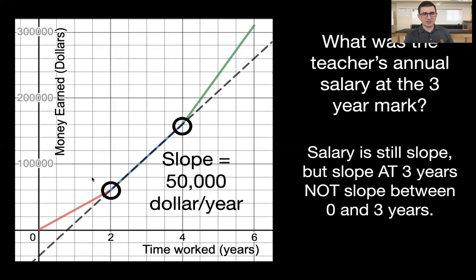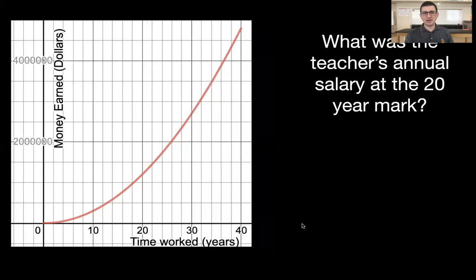We can find the slope of a linear graph, but what if the teacher plotted their salary over 40 years? You'll notice that this is made up of a bunch of little annual salaries, but we can't see any of the individual annual salaries because there are so many years that they all get sort of smushed together. So what we end up with is a curvy graph, which looks like this.